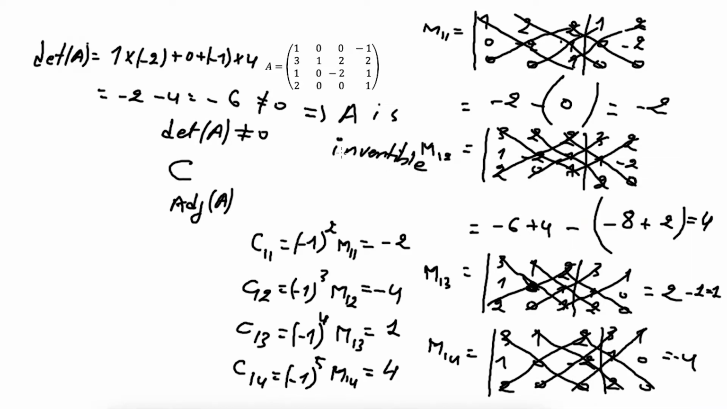So now we check that A is invertible because the determinant of A is different from 0. We need to compute the cofactor matrix and then the adjoint matrix to get the inverse matrix of A. So we will compute the minors of all these elements and then get their cofactors, and from there we'll get the cofactor matrix and the adjoint matrix.